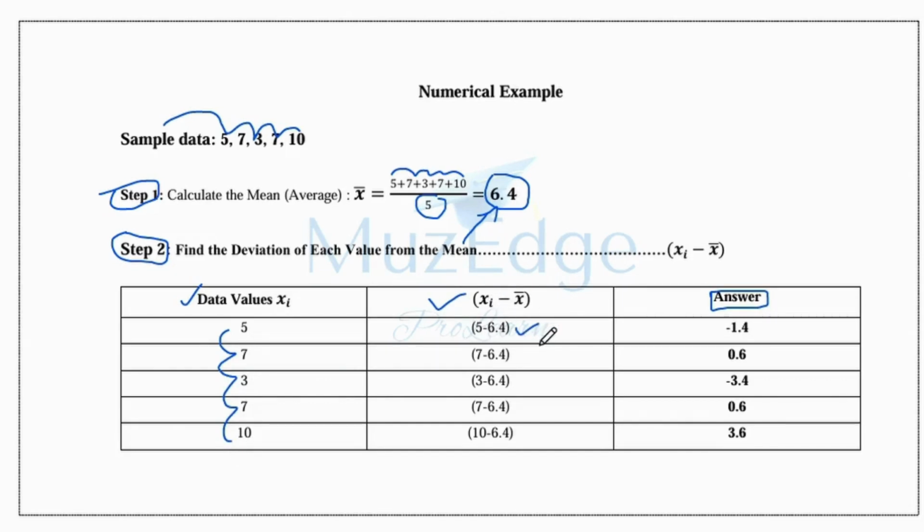Now, we subtract the mean, which is 6.4, from each of these values. 5 minus 6.4 equals minus 1.4. 7 minus 6.4 equals 0.6. 3 minus 6.4 equals minus 3.4. 7 minus 6.4 again gives us 0.6, and 10 minus 6.4 equals 3.6. So, the deviations are minus 1.4, 0.6, minus 3.4, 0.6, and 3.6.